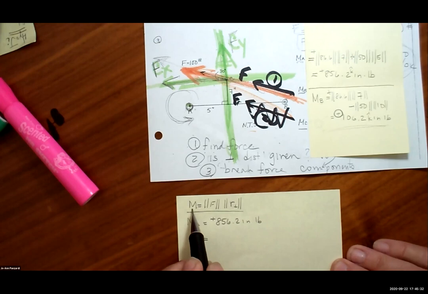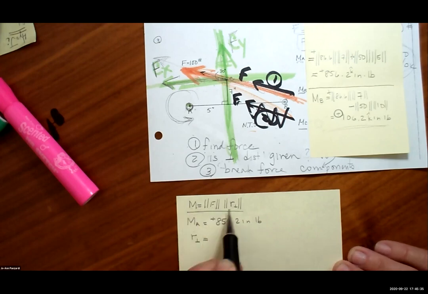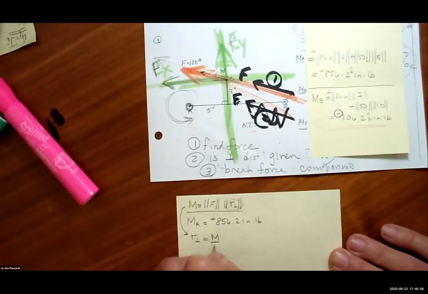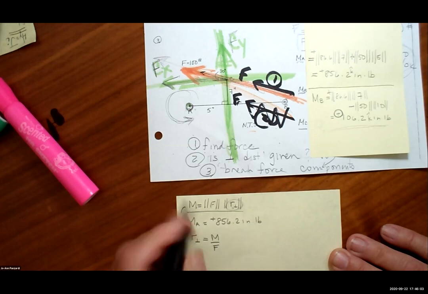We know that the moment is equal to the force times the distance. I want to find the perpendicular distance. How can I find it, going from this equation? Isolate this. How do I find that? Move it over to the other side? Yeah, so the perpendicular distance is equal to the moment divided by the force, right? If I want to find R, I move F over to the other side. And remember, it's all absolute value.